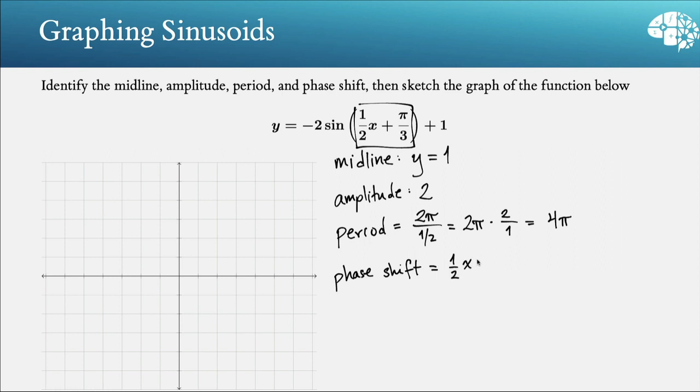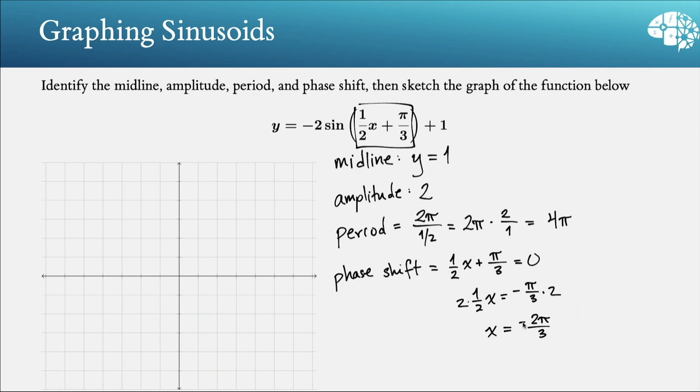So 1/2 x plus pi over 3, set that equal to 0, and then we solve for x. If we subtract pi over 3 from both sides, 1/2 x equals negative pi over 3, and then multiply both sides by 2 to get rid of that 1/2, and we get x equals negative 2 pi over 3. So that's our phase shift, and if you're describing that, you'd say it's 2 pi over 3 units to the left because of the negative. Okay, once you've got those four things, you're ready to start graphing.